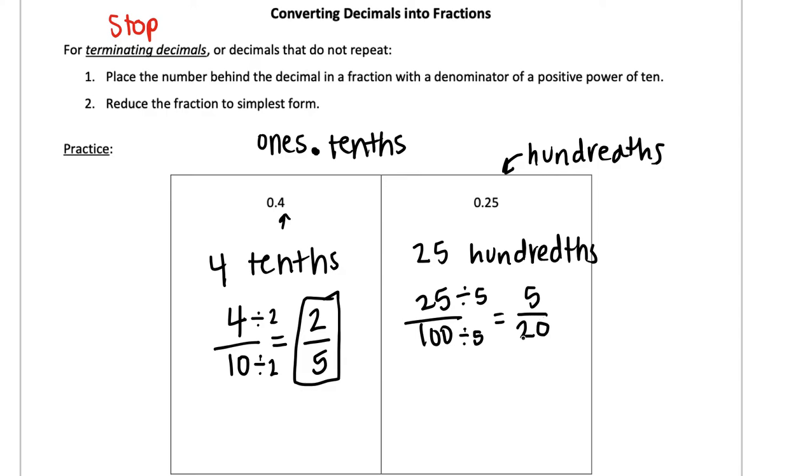Now think about this a little bit further. Can I simplify this anymore? I can. They're both divisible by 5. So I'm going to divide by 5 one more time. And when I do that, I get on the numerator 5 divided by 5 is 1, and 20 divided by 5 in the denominator is 4. Now I'm left with 1/4. There are no other common factors between them, so this becomes our final answer of 1/4.